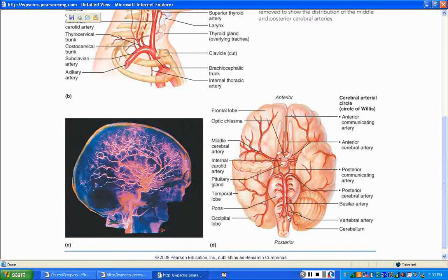Oh, basilar is labeled on the other side. I like the labeling on the picture up there better than in our book. It hops us back and forth in our book. Then as you get up here, do you see how the basilar has little branches that loop around the pituitary gland? Right there.